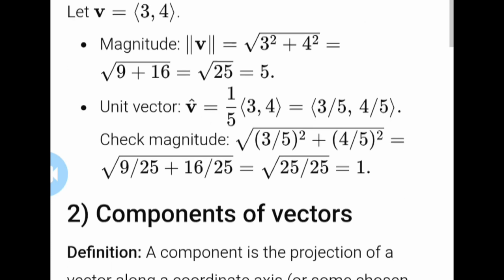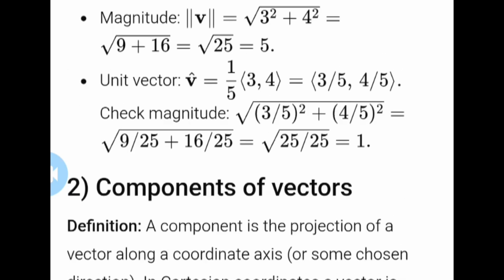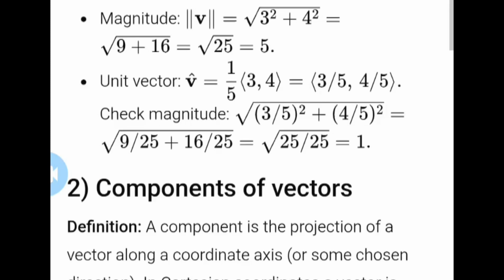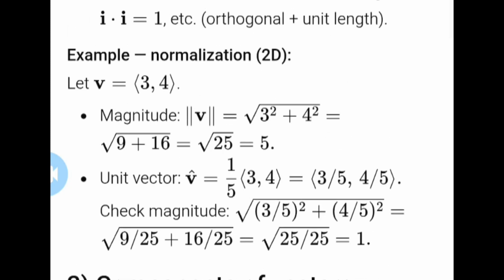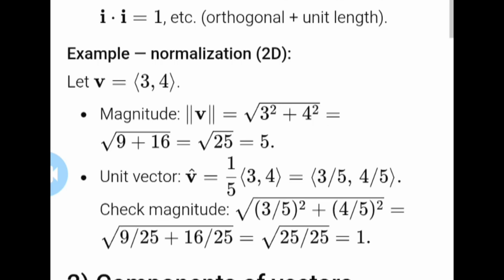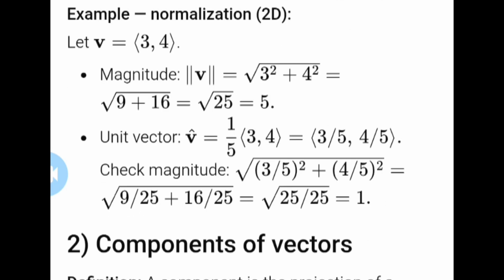Example of normalization, 2D. Let vector v equal 3 and 4. The 3 and 4 are nothing more than the numerical values of i and j. Magnitude modulus v equals square root of 3 squared plus 4 squared equals root over 9 plus 16 equals root over 25 equals 5. So what you are doing is nothing more than Pythagoras theorem. You are using Pythagoras theorem to find the modulus magnitude of a two-dimensional vector. This is class 5 mathematics.